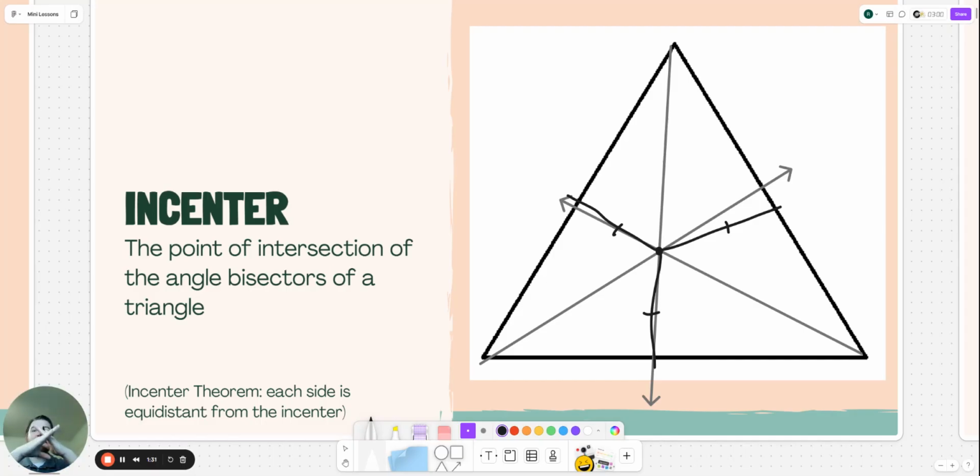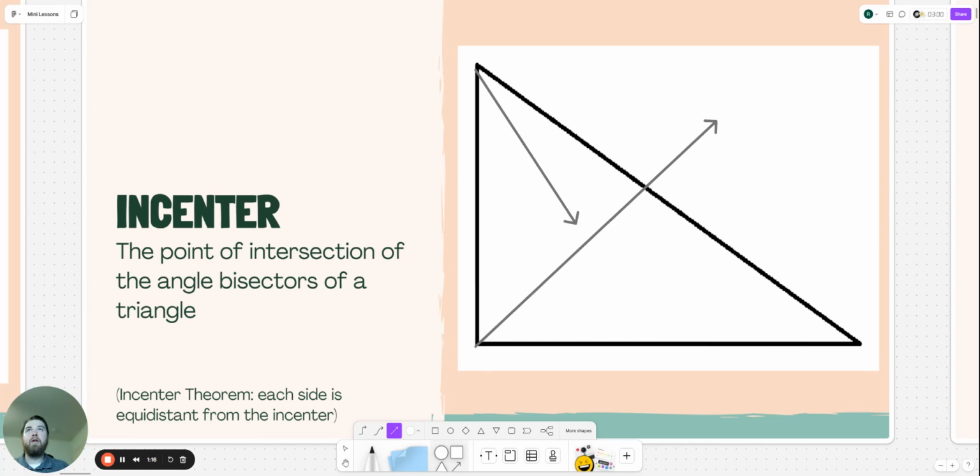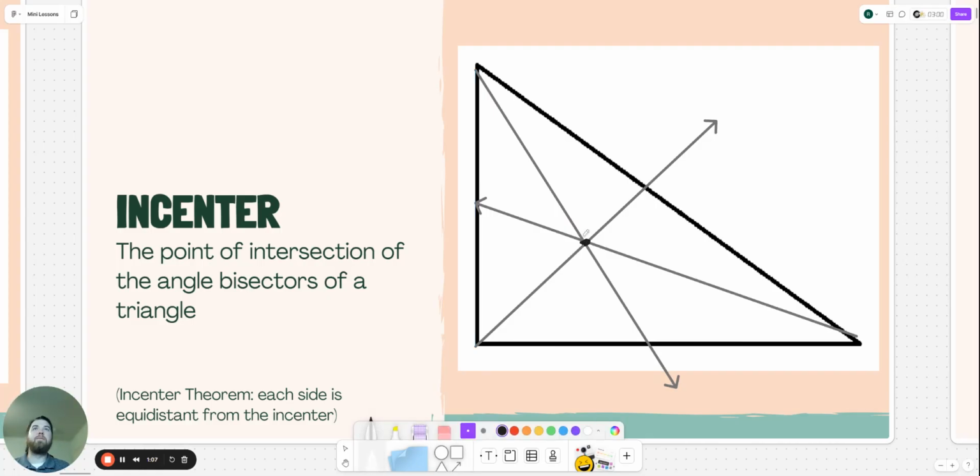So angle bisectors, where they cross, that's the incenter. The distances from the incenter to the sides of the triangle are going to be the same. And you can see that again here in this example. So I'm going to go ahead and just draw this. So angle bisector, and then you can see angle bisector right there. And so that's where it's going to put it right in the center.